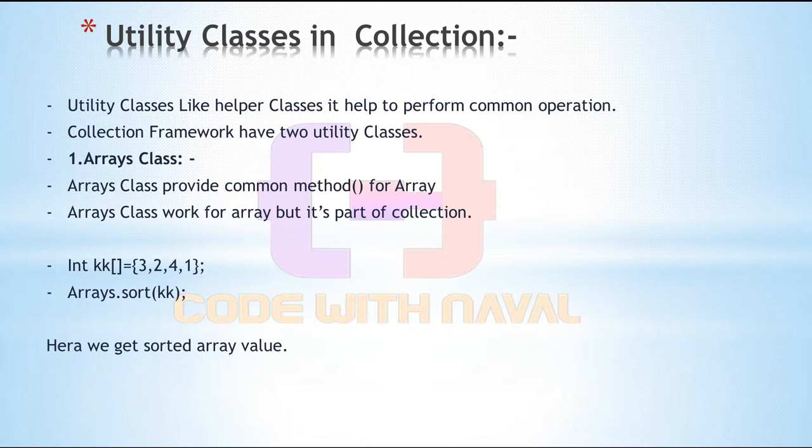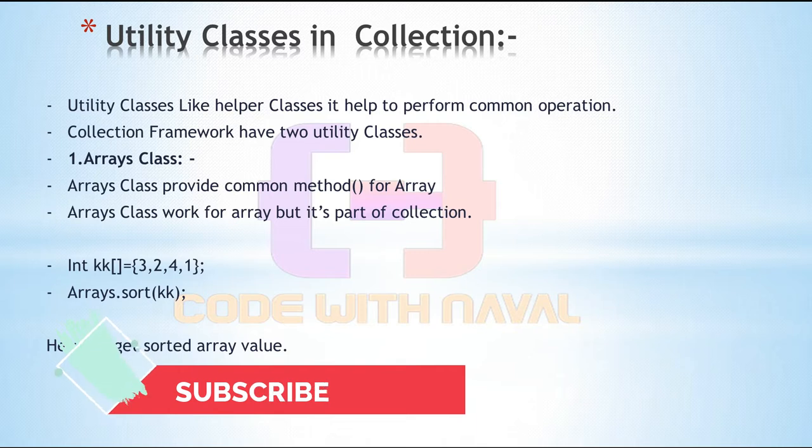Okay, array and Arrays is a different thing. Collection and Collections is a different thing. Array is a simple data type and Arrays is a utility class, and Collection is an interface and Collections is a utility class. Arrays class provides common methods for arrays. Arrays class works for arrays, but it's part of a collection because Arrays class was introduced in the collection framework.